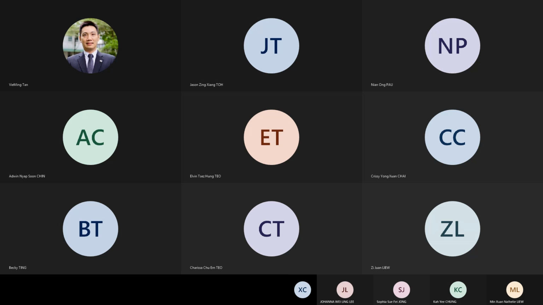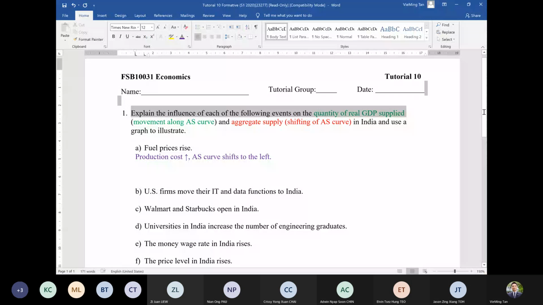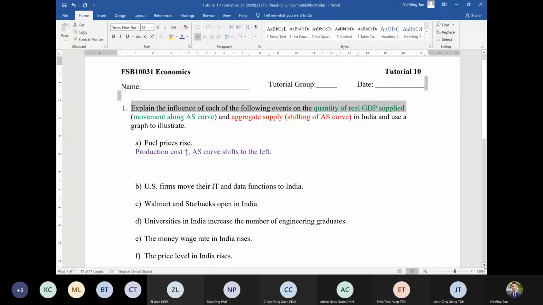I go back to this slide. Anybody can help? If the price level in India is rising, what is the direct consequence? Will that affect the quantity of real GDP supplied or affect the aggregate supply? Quantity of real GDP. Yeah, okay. So the direct effect, the first effect, will affect the quantity of real GDP supplied.